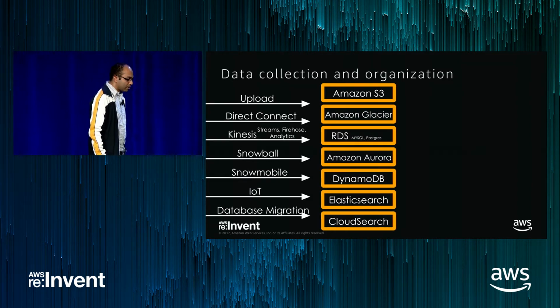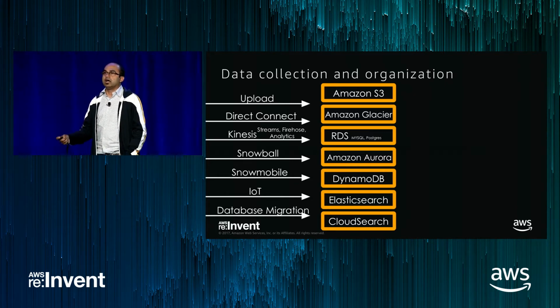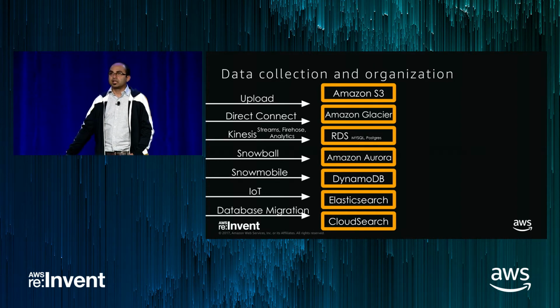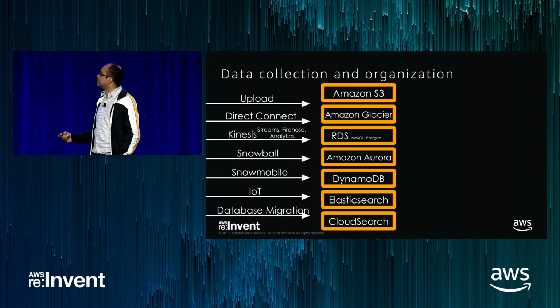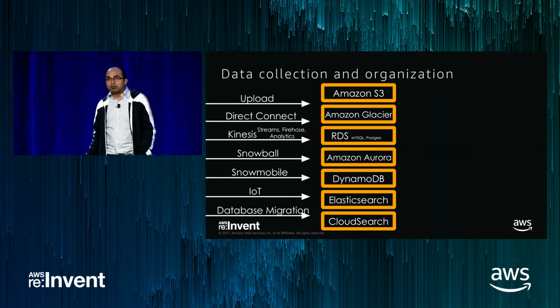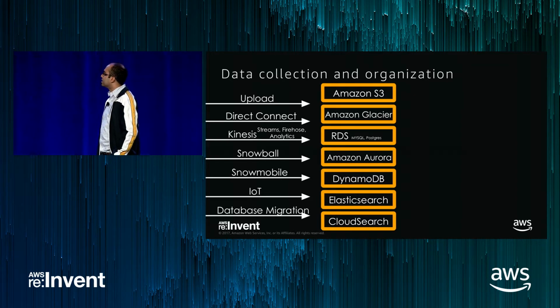Now, again, let's say you have a platform and you're trying to build a solution. It's more important that we always start with data. Everything starts with data. So here are a few mechanisms to get data onto AWS. You could do a direct upload to S3, Direct Connect, Kinesis, and so on.